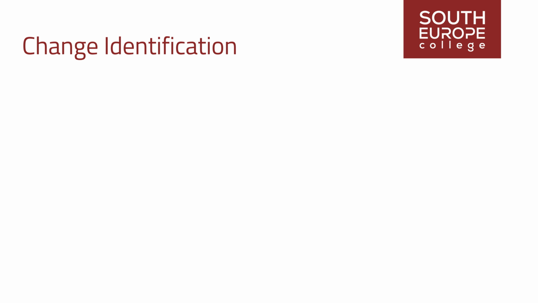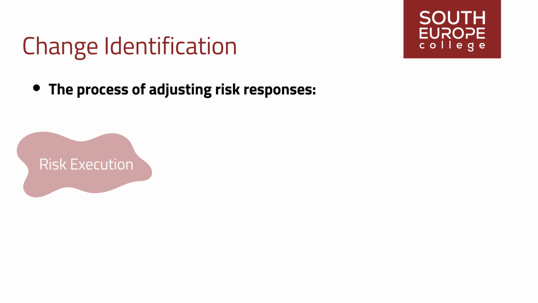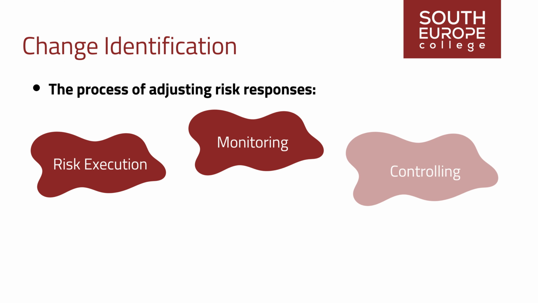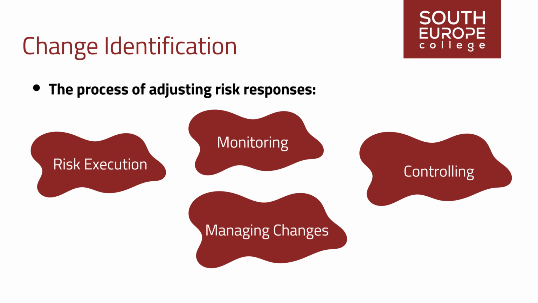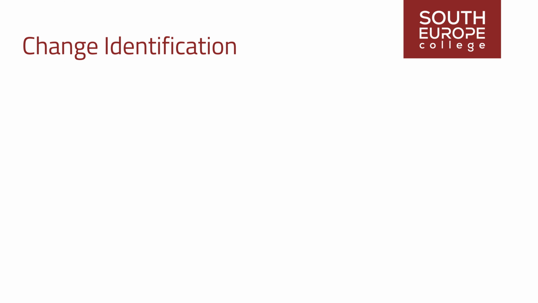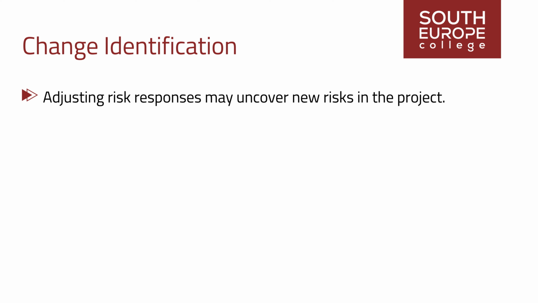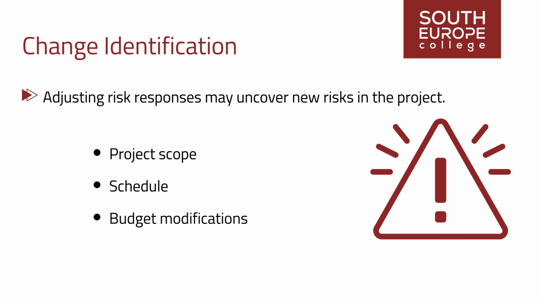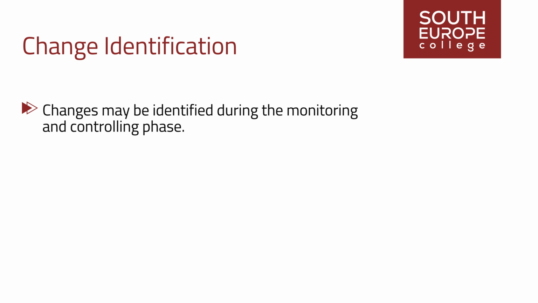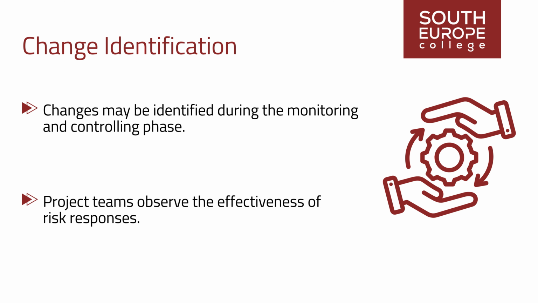The process of adjusting risk responses during risk execution, monitoring, and controlling significantly impacts managing changes, particularly within the change control process. Adjusting risk responses may uncover new risks or reveal changes in the project environment that necessitate project scope, schedule, or budget modifications. These changes may be identified during the monitoring and controlling phase as project teams observe the effectiveness of implemented risk responses.